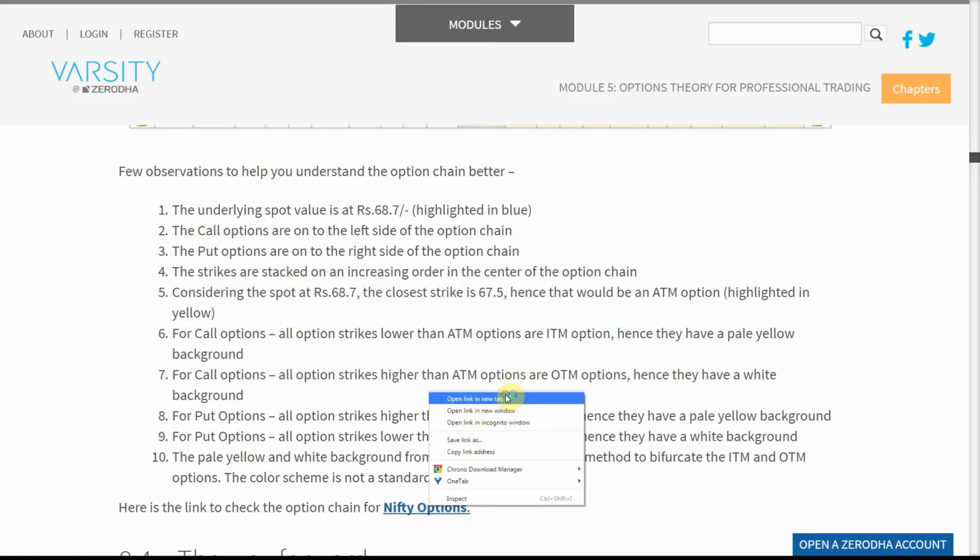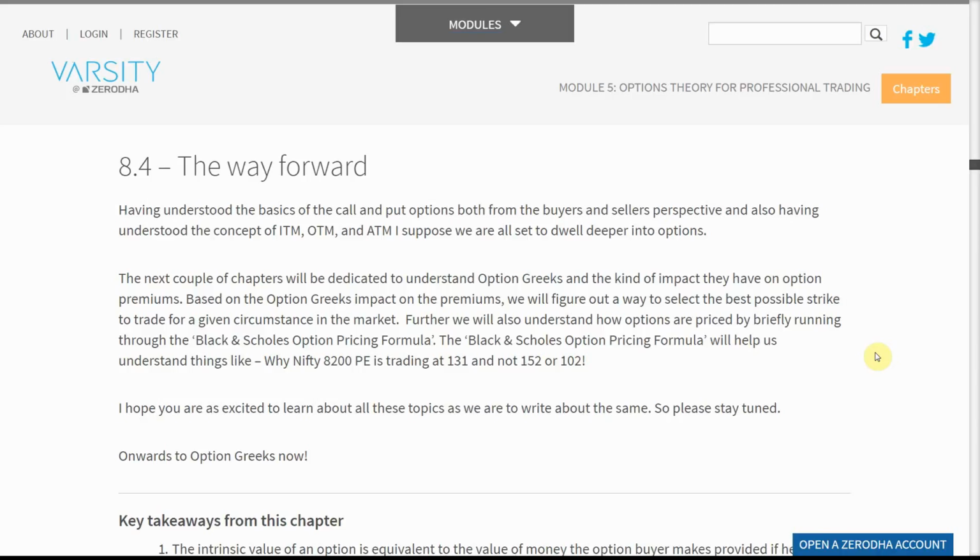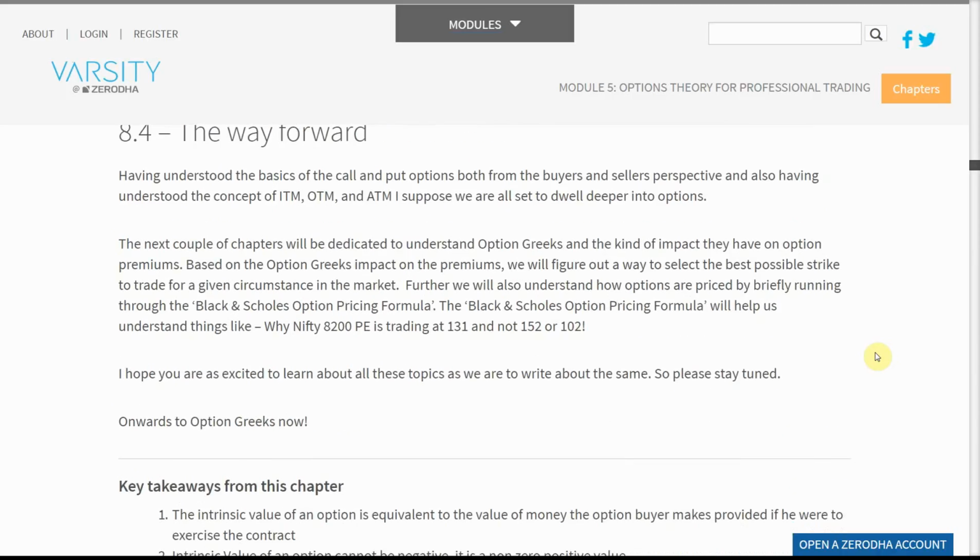8.4 The way forward. Having understood the basics of the call and put options both from the buyers' and sellers' perspective and also having understood the concept of ITM, OTM, and ATM, I suppose we are all set to dwell deeper into options. The next couple of chapters will be dedicated to understanding option Greeks and the kind of impact they have on option premiums.